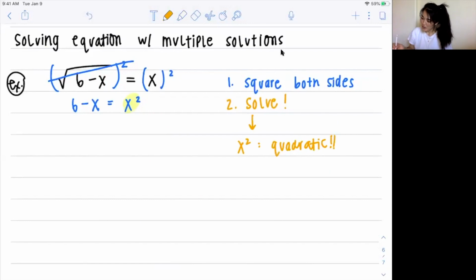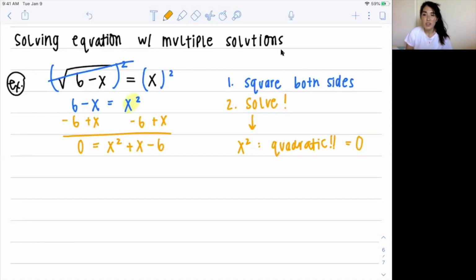So what I'm going to do here is please remember that a quadratic is set equal to 0. So that is going to be our first step here. It's up to you which terms you want to move over. I'm going to go ahead and just move over the 6 and the x though to the other side. So that's going to end up giving me 0 is equal to this x squared plus x minus 6. So I went ahead and put that into descending order so that I can solve it.